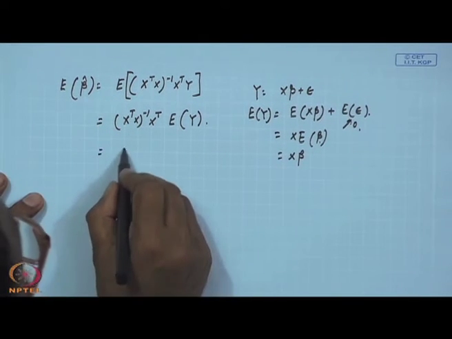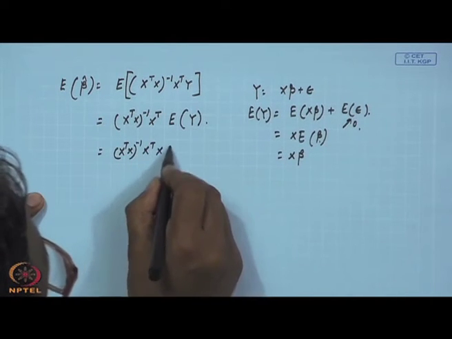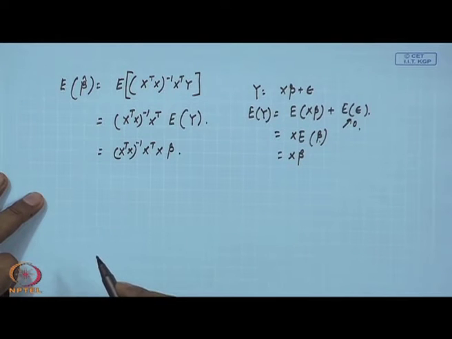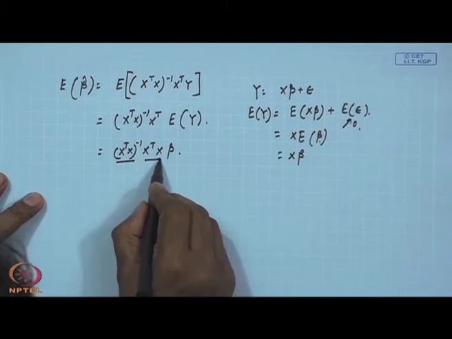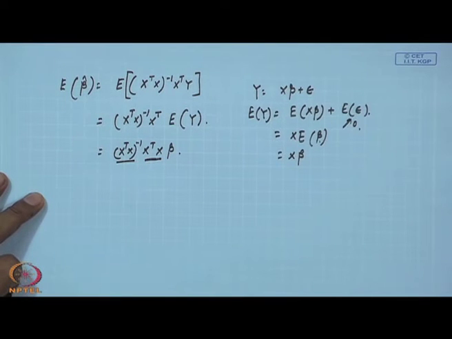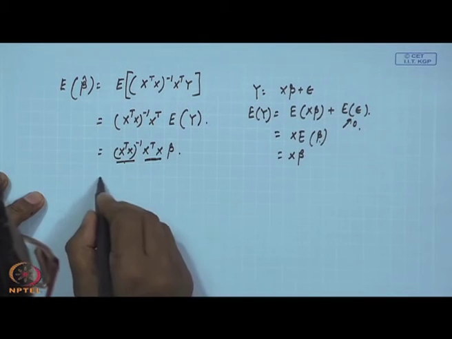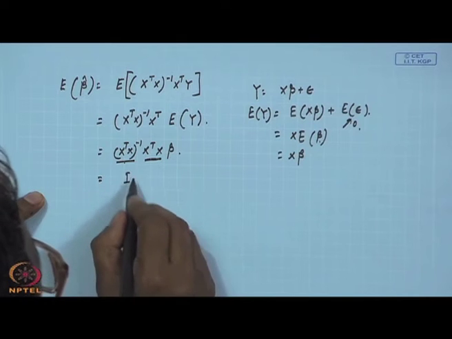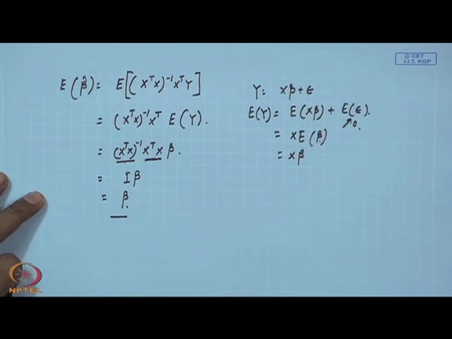So, I will put here x transpose x inverse x transpose x beta. Again you see, x transpose x is a symmetric square matrix, and by its property, this inverse times this will be an identity matrix. So I beta, so we can write this is beta. So, it is an unbiased estimator. Okay.